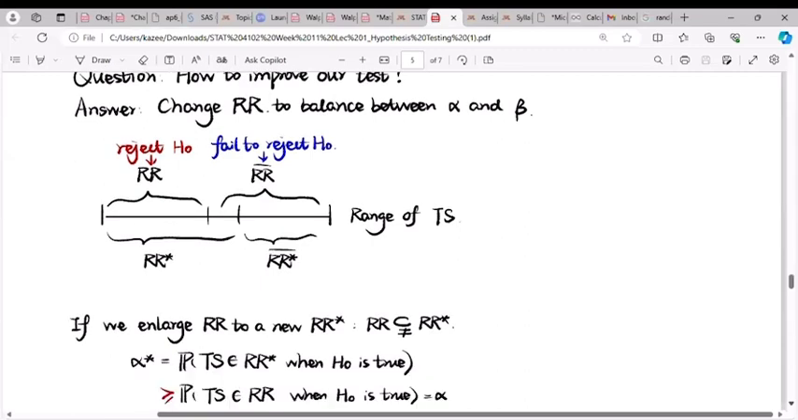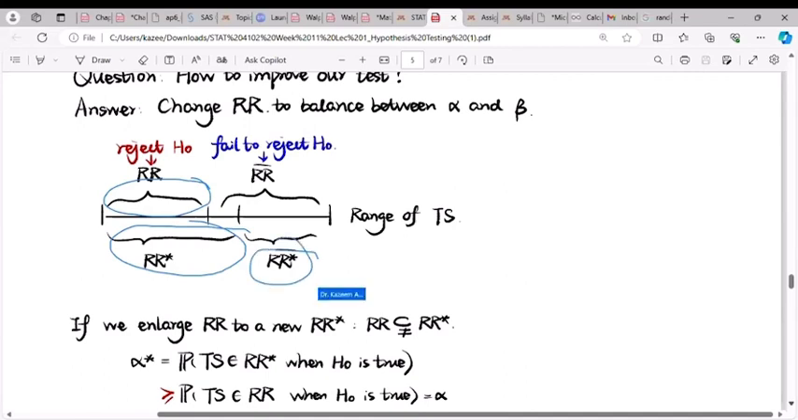Now, take a look at this. Initially, I have a rejection region to be this, and the acceptance region to be that. Now, I want to enlarge it. If you take a look, initially my rejection region stopped here. If I increase my rejection region, I will automatically decrease my acceptance region.